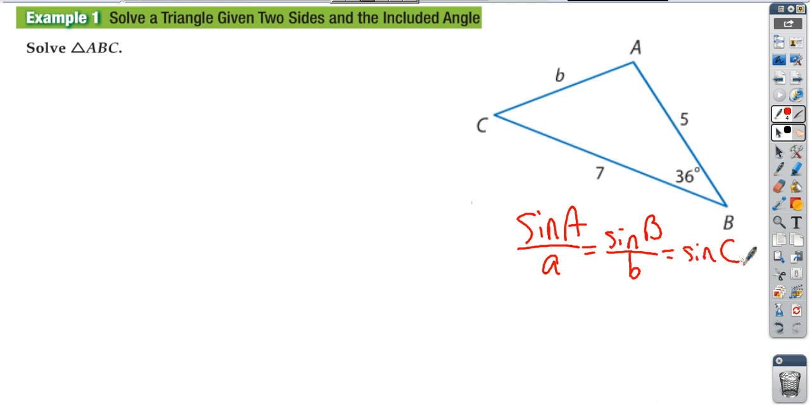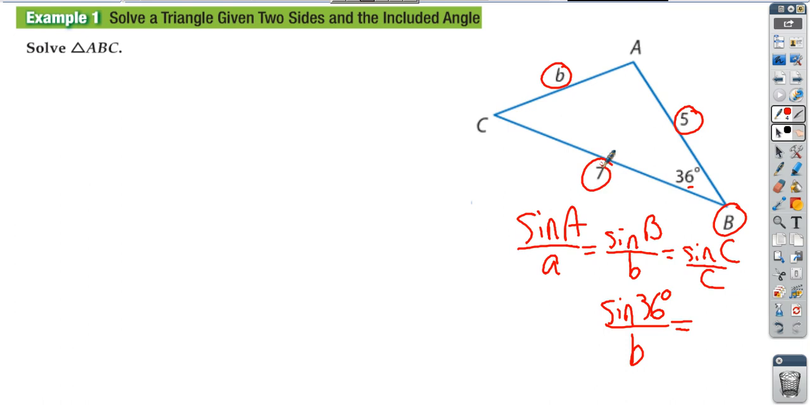Okay, here's the law of sines. So let's try that. Angle B is 36, so I'm going to do sine of 36 degrees over its side, which they don't give us. And then what do they give us? Well, they give us both side A and side C. It doesn't matter which one we use. Let's just use C. They don't give us angle C. So sine of C over its side, 5.